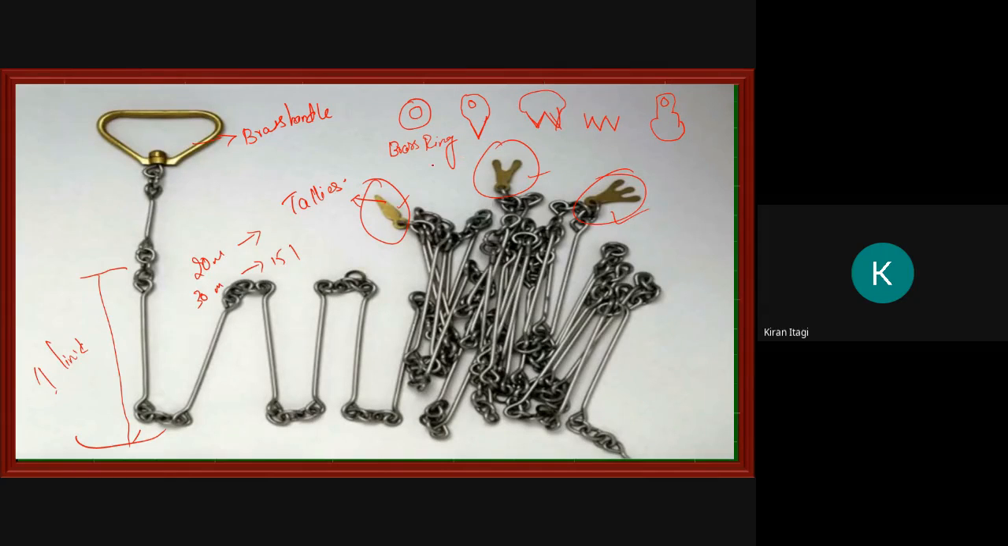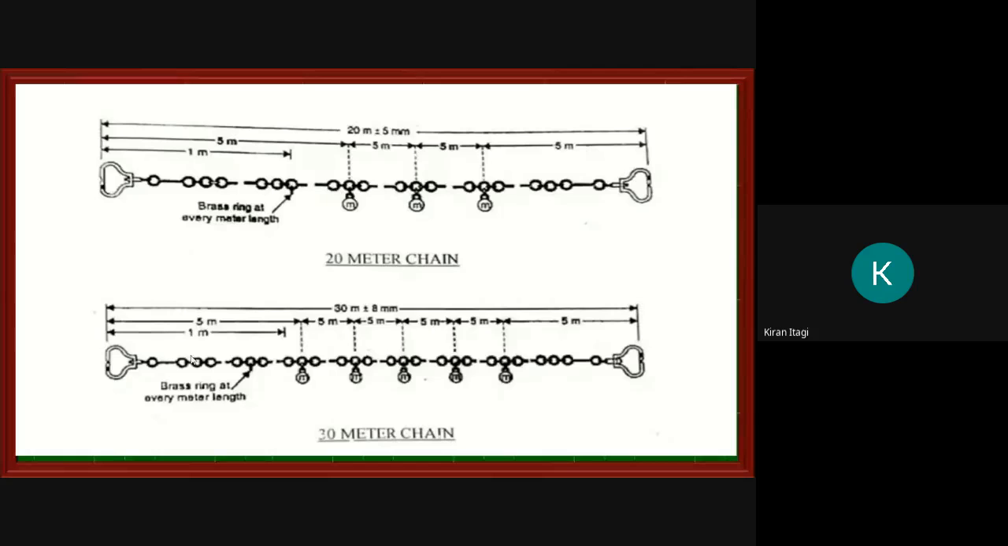So these represent, from the starting to this point, it is 2 meter. This is 4 meter, this is 6 meter, 8 meter, 10 meter. Here you can see this is a 20-meter chain, and we will have a brass ring at every single meter. By counting the number of brass rings, we will know how many meters we have measured.